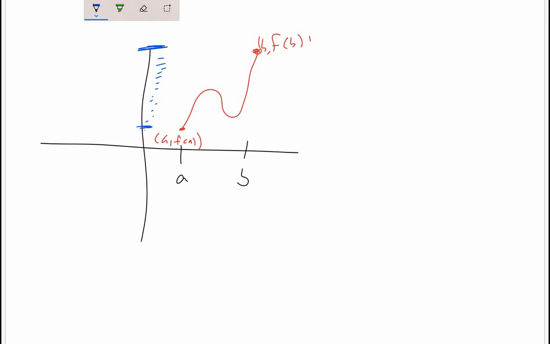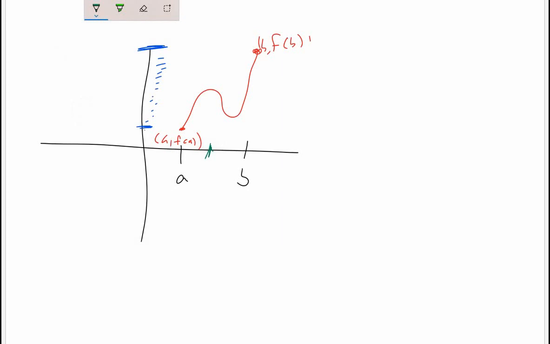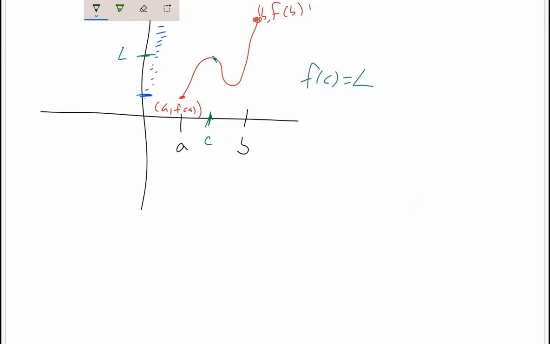That means that somewhere in between there, we have a value for the x-coordinate c that's in there somewhere. So if you pick any y-coordinate, f of c equals L, you're guaranteed to have one in there. Now, we use this intermediate value theorem quite a bit, especially when finding zeros.